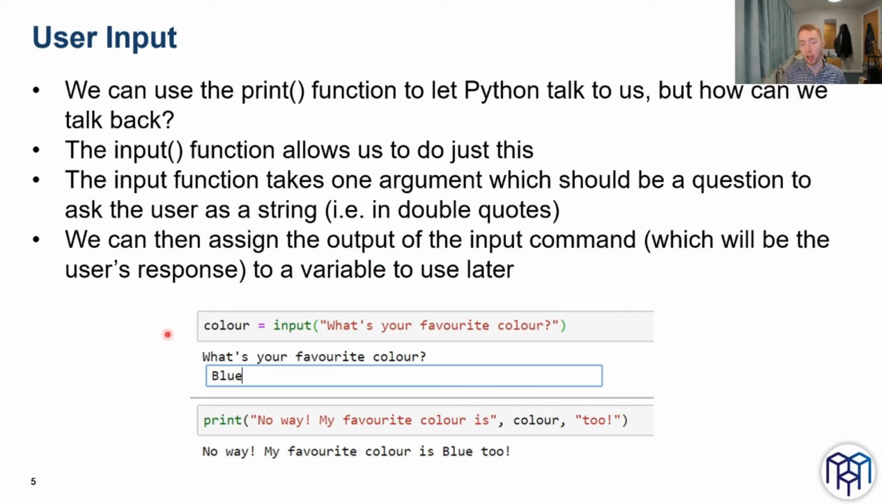And now we can use color in our code, say for example by printing "No way, my favorite color is" then that color too, and then that color is going to be replaced with whatever value we set that to, which was the user's input. And so we end up with an output saying that we also had that same color as our favorite color.